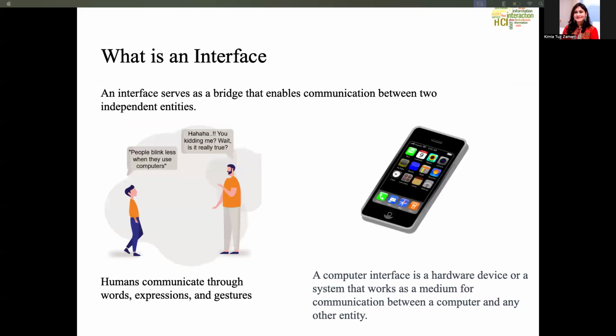An interface is like a translator. Humans speak in gestures, words, clicks. Computers speak in zeros and ones. The interface helps them meet in the middle. For example, a touch screen, a keyboard, or even Siri's voice. So a fun thought: what if the only way to talk to your computer was through dance moves? Would TikTok users have an advantage?